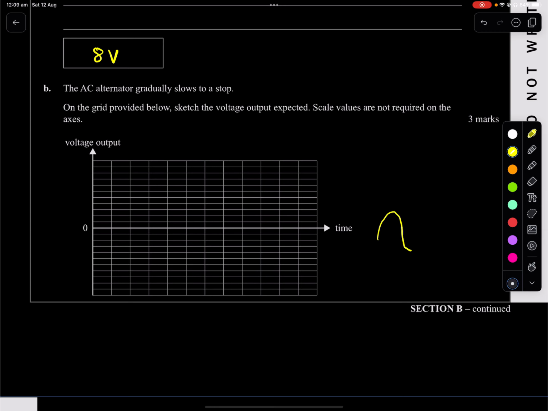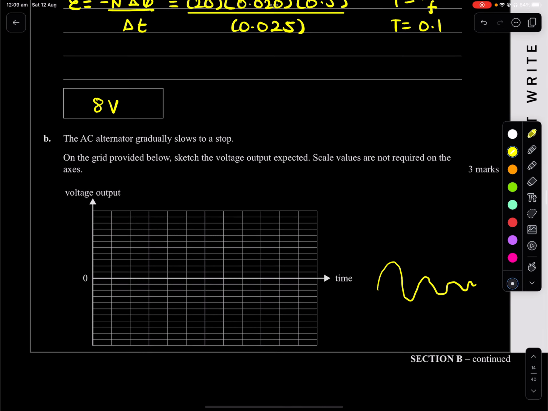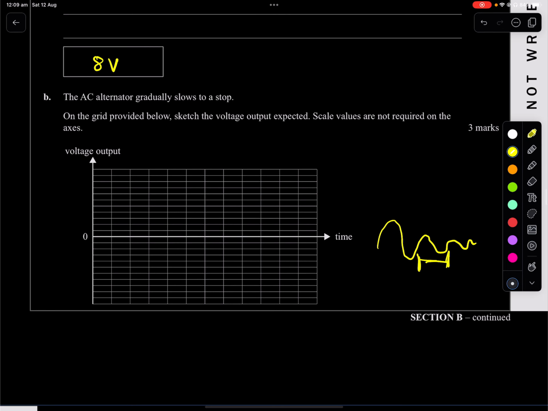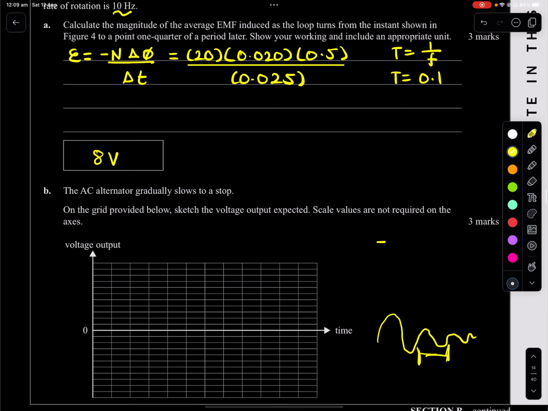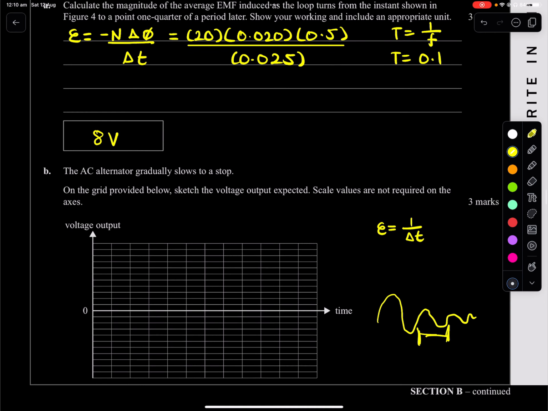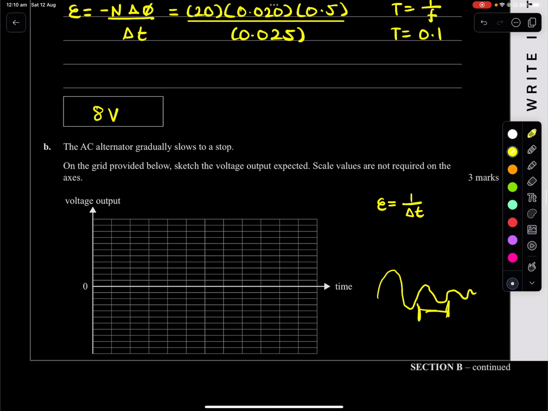It should start going like this, and your period should start increasing. If you look at the formula, negative N, your EMF is proportional to 1 over the change in T. If your EMF starts decreasing because the alternator slows down, your change in T is gradually coming up. So the periods must start to increase. This is how the graph should look.